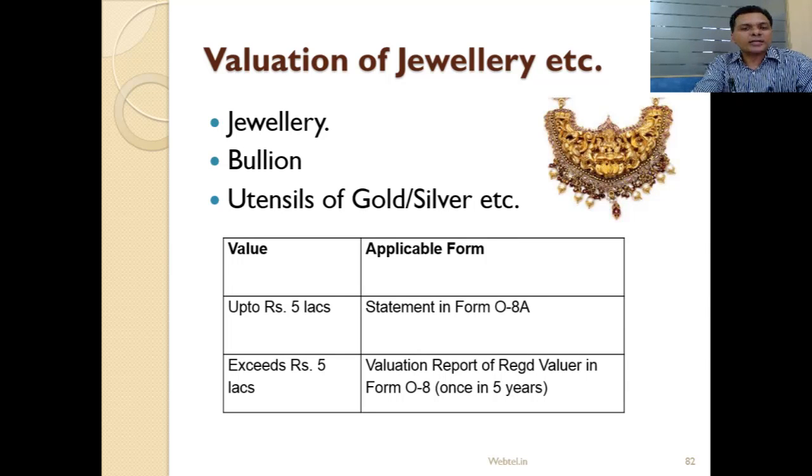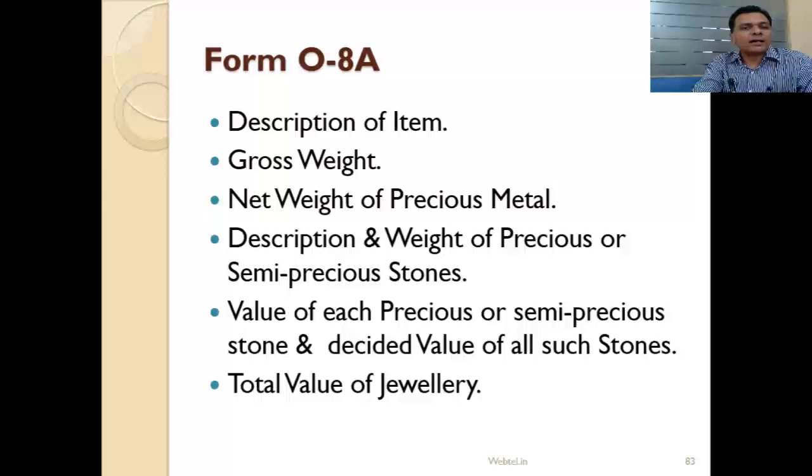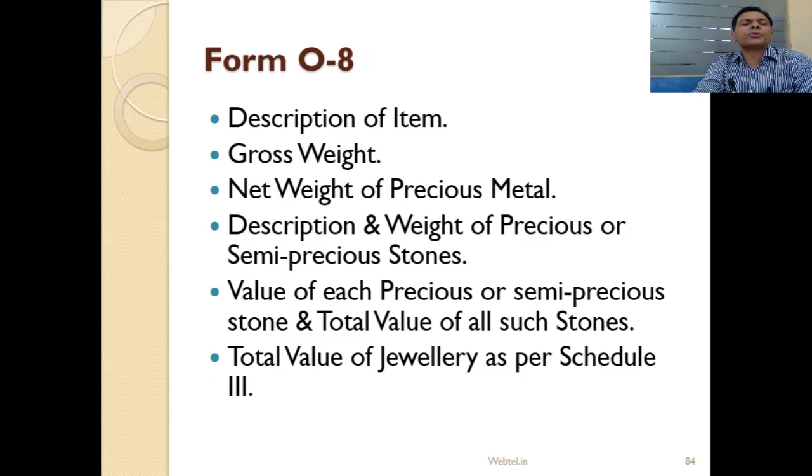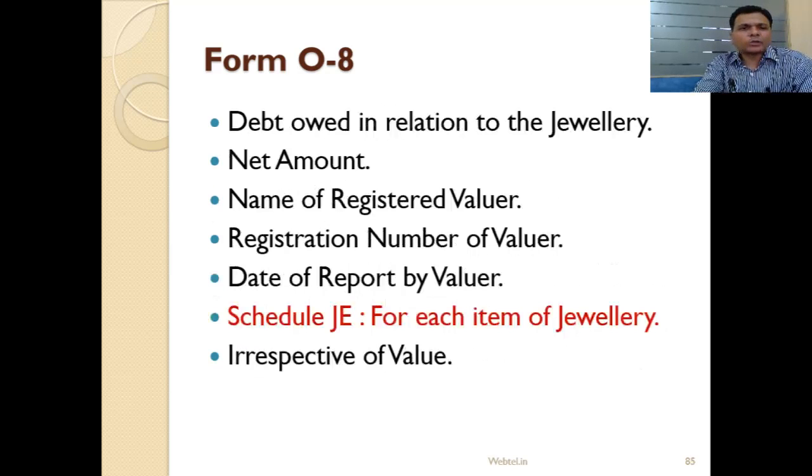And earlier, if you remember, up to 5 lakhs, there was no need to get a valuation report from a registered valuer, and only a statement in form 8A signed by the assessee was sufficient. In case of value exceeding 5 lakhs, a valuation report of the registered valuer in form 8 had to be given. Once in 5 years that has to be taken. Form 8A, if you see, contained all these details: description of item, gross weight, net weight, description of and weight of precious or semi-precious items, value of each precious or semi-precious stone, total value of jewelry. And we also know about the valuation report form 8, which was more detailed, with all the information in 8A and also other details like name of registered valuer, date of report.